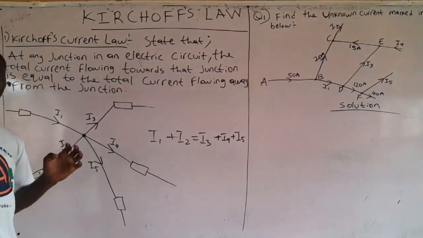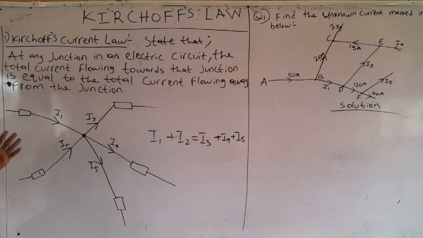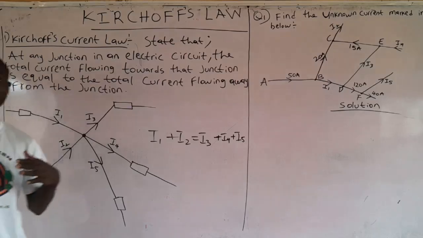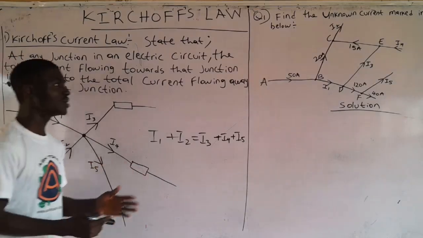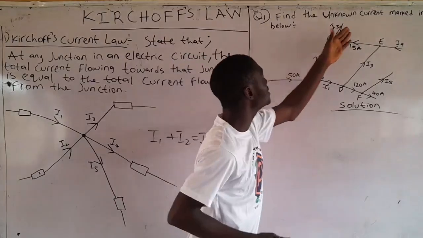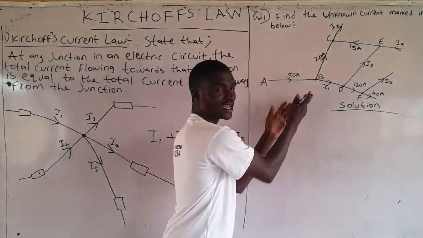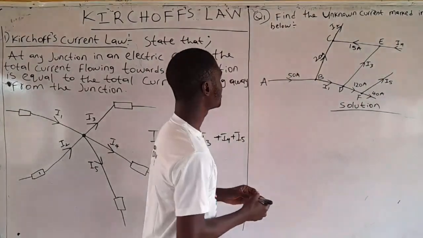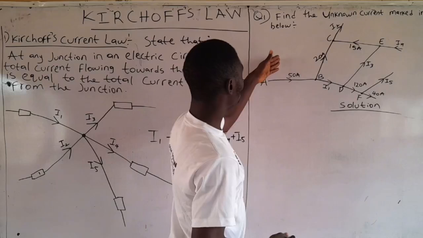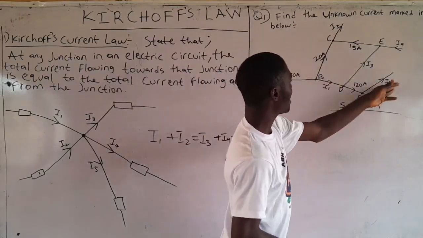All you need to do is know the law, then you'll be able to apply it. That's simple. Just understand the law: the total sum of currents entering the junction is equal to the total sum of currents leaving the junction. So now, we have a question here that says, find the unknown currents marked in the diagram below. This is a diagram. We are looking for I1, I2, I3, I4 and I5.